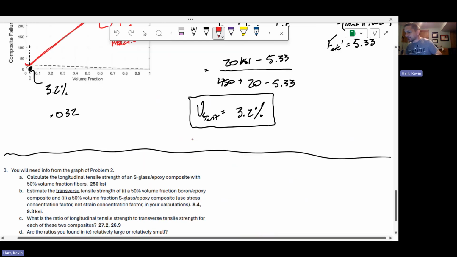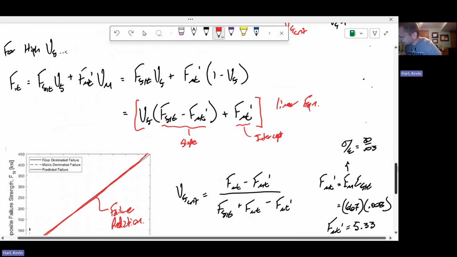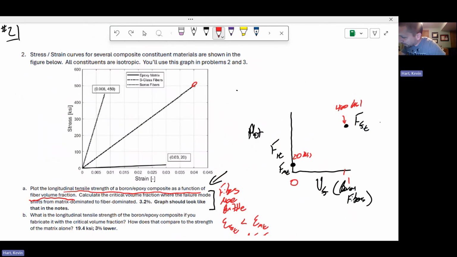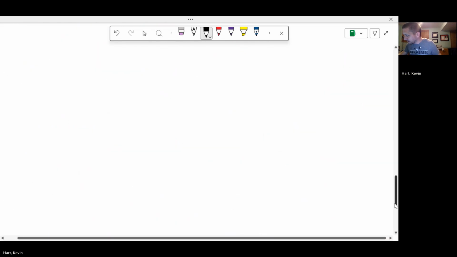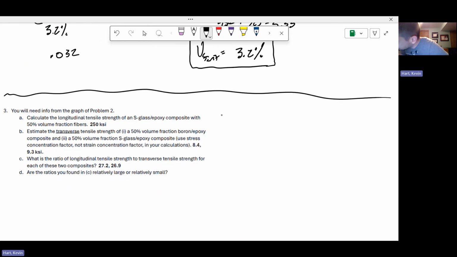Right? The difference now is that we have a different sort of case. So out here, you see the strain to failure of the fibers is like 0.04, and the strain to failure of the matrix is 0.03. So in this particular case, when we're looking at S-glass fibers and epoxy, you have a different type of failure. And now we have case 2, where the matrix is more brittle.